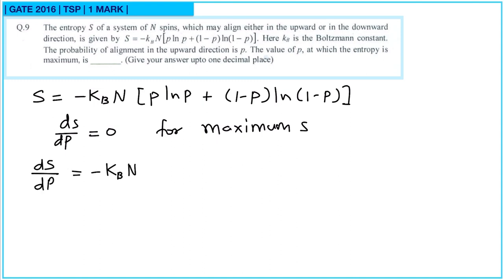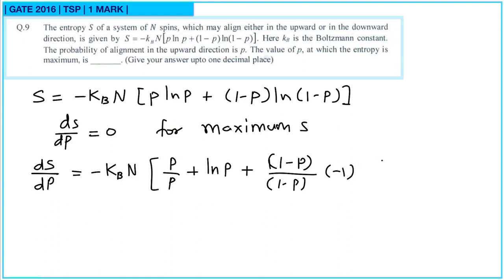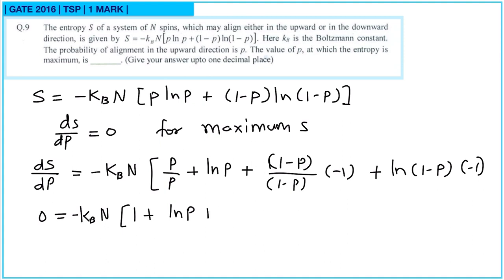We have minus Kbn, then this will be P upon P plus ln of P plus 1 by P minus 1 by P into minus 1 plus ln of 1 minus P into we have minus 1, and this is equal to 0. So 0 is equal to minus of Kbn in bracket 1 plus ln of P, this will be minus 1, then we have minus of ln of 1 minus P. This minus 1 will cancel out.